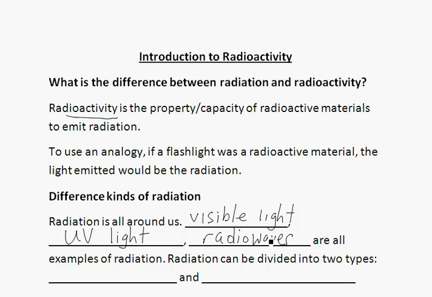And we can divide radiation into two types. And you can think of it kind of like the dangerous type and the not so dangerous type. The dangerous type is called ionizing. And that's because the radiation has a strong enough energy that it can cause the atoms in your body to become ions. And that can cause mutations, which can lead to cancer. Non-ionizing radiation, like radio waves, are not harmful.